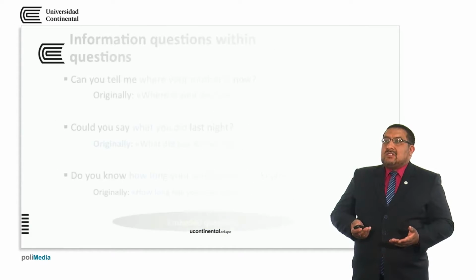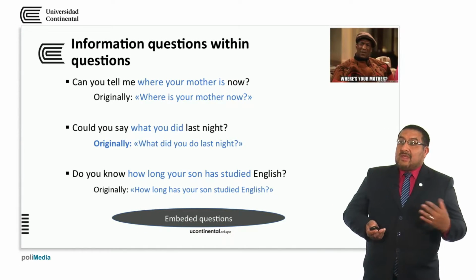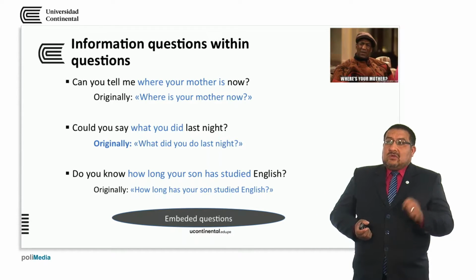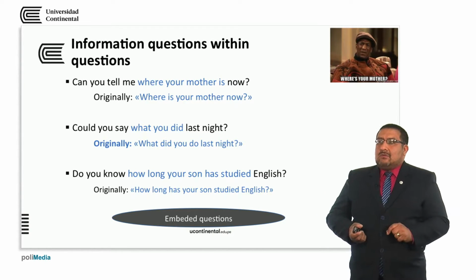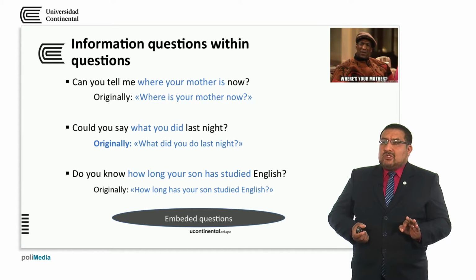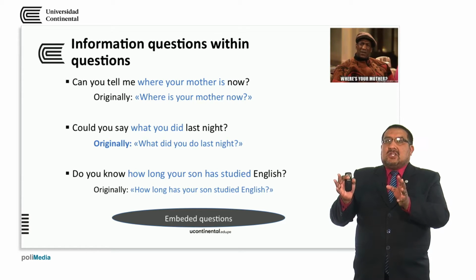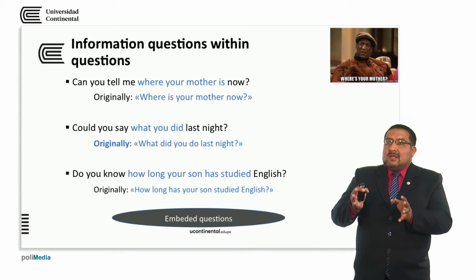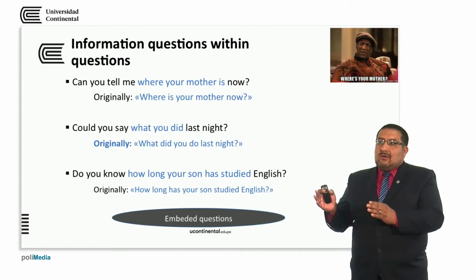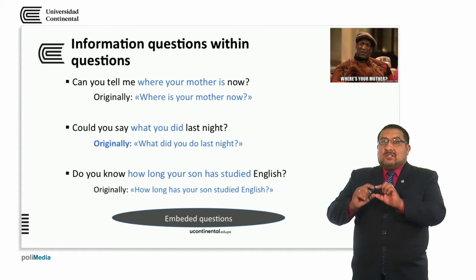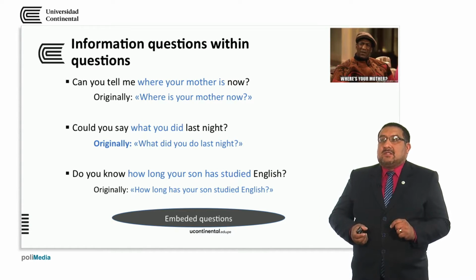What happens in the case of information questions within questions? You will understand this much better with these examples. Can you tell me where your mother is now? The original question is, where is your mother now? But this is the original question that is coming to a second stage. My principal question is, can you tell me? Can you tell me where your mother is now? So that question is not a question anymore. It's constructed like a simple sentence.